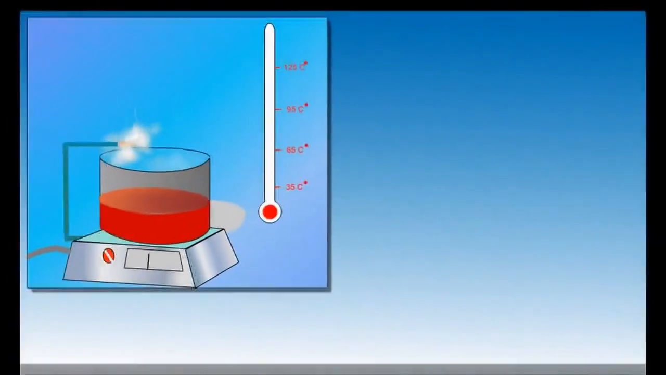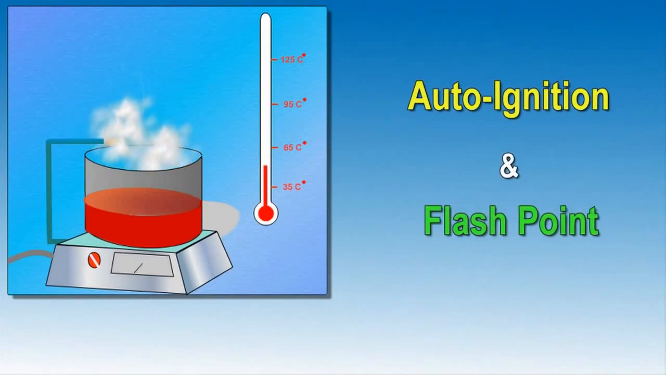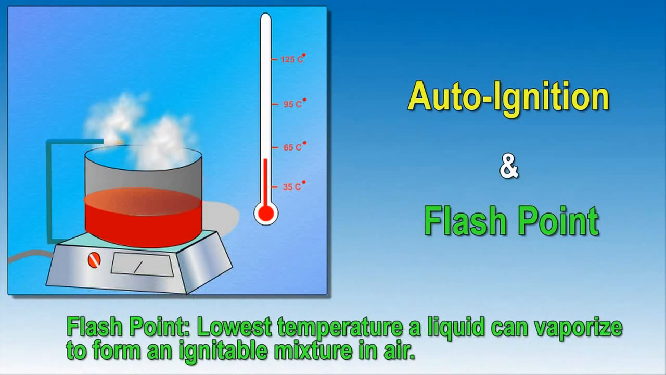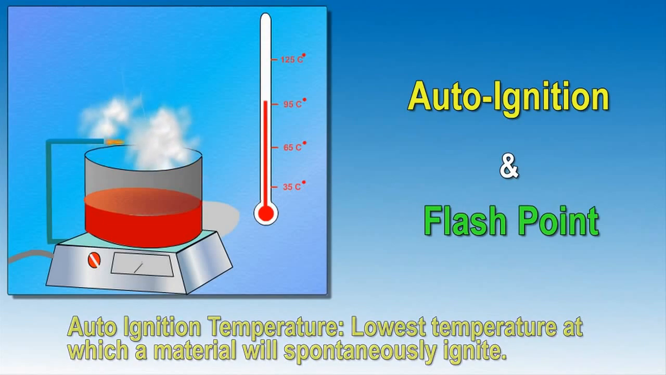In addition to the explosive limits, each hazardous material will have an auto-ignition temperature and a flash point. The flash point is the temperature at which the material will generate sufficient quantity of vapor to form an ignitable mixture. As the liquid is heated and reaches the flash point, auto-ignition could occur. An auto-ignition temperature is the lowest temperature at which a combustible material will spontaneously ignite in a normal atmosphere.